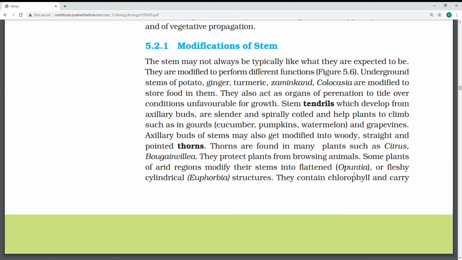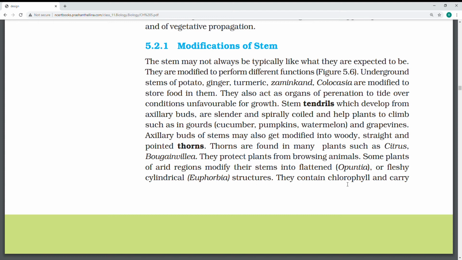Don't confuse them. In underground, there are A, B, C like that: bulb kind, tuber kind, rhizome, corm. The bulb is onion, underground; onion also comes under that. The tuber is potato, the rhizome is ginger, and the corm is colocasia or yam or amorphophallus, and in different languages different names are there.